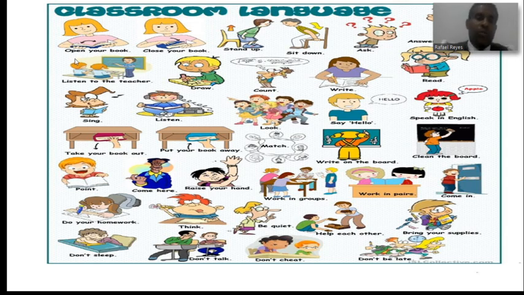Number one, we have here, and you can repeat after me. You can say, open your book. Number two, close your book. And you have a picture so you can see what it is. Number three will be stand up. Number four will be sit down.